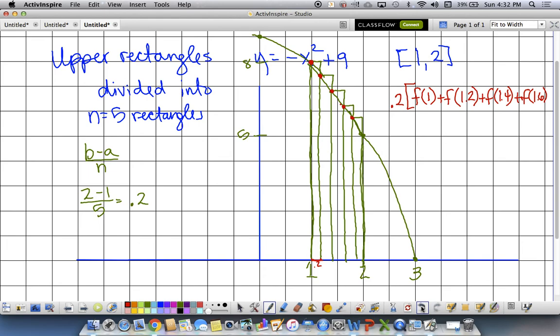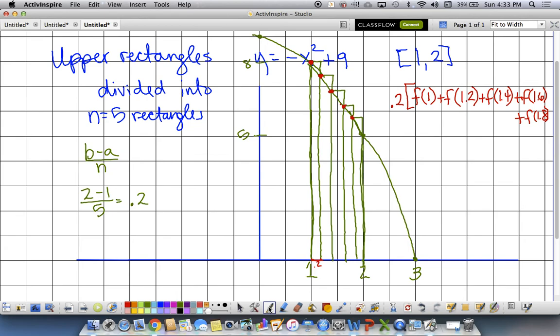So that's 4 points. Plus f of 1.8. And that's the end. So that would be f of 1, f of 1.2, f of 1.4, f of 1.6, f of 1.8, and we don't even get to 2, okay?